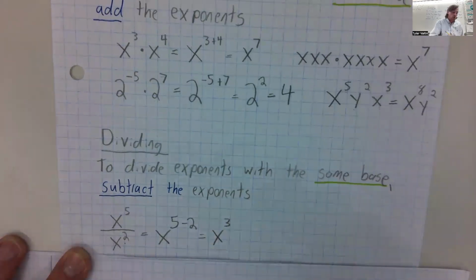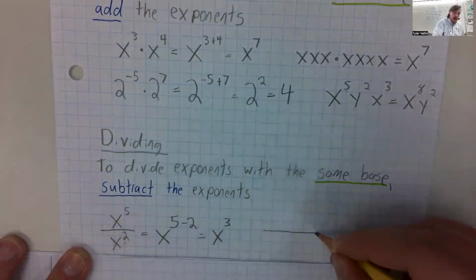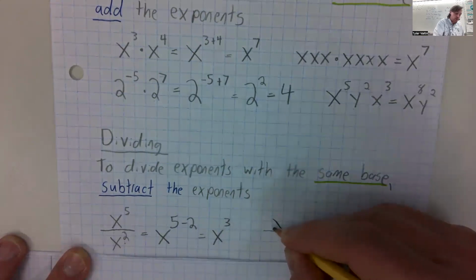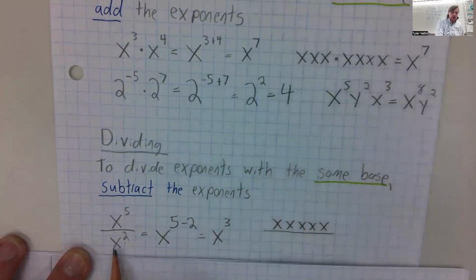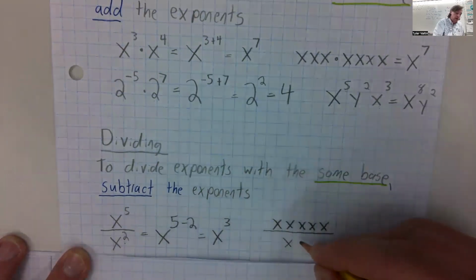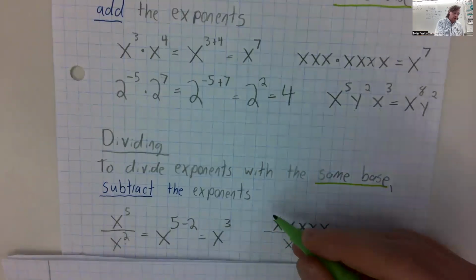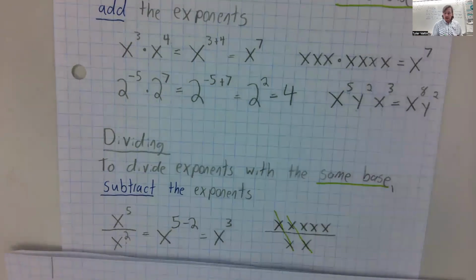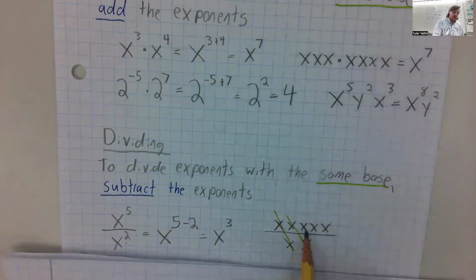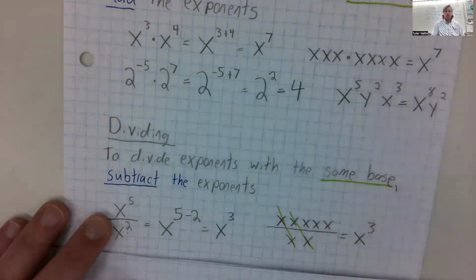A reason why this rule works, same idea, if I expand this problem out, x to the fifth, that's 5 x's, 1, 2, 3, 4, 5 in the numerator. I got 2 x's in the denominator, 1, 2. These x's are going to cancel each other out. That one's going to cancel that one out. That one's going to cancel that one out. What am I left with? 3 x's in the numerator, 1, 2, 3. That is the same as x to the third power.